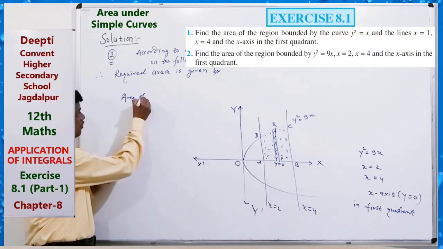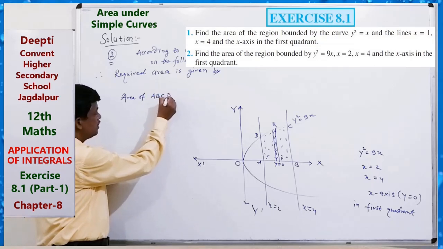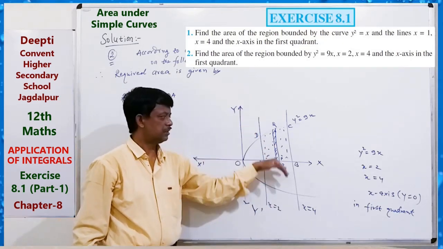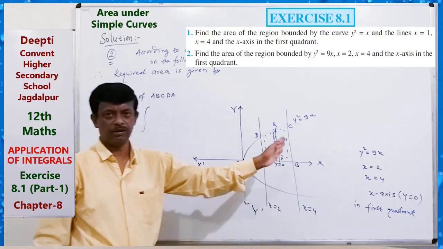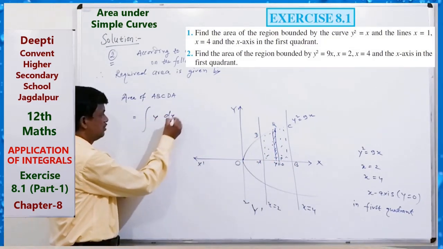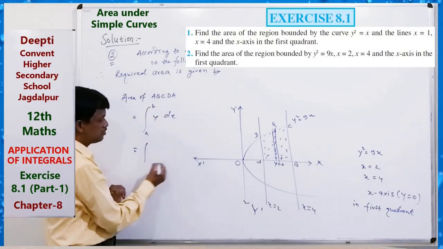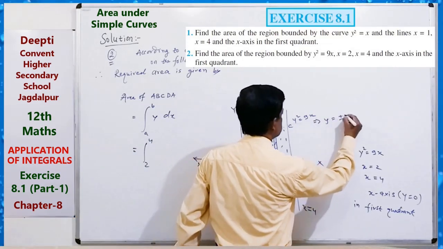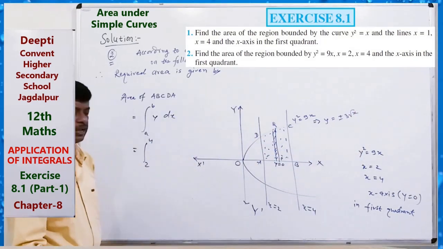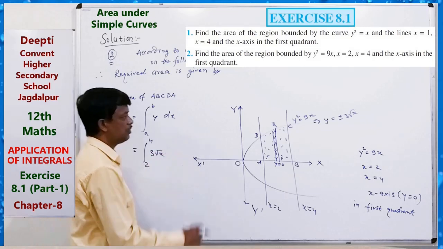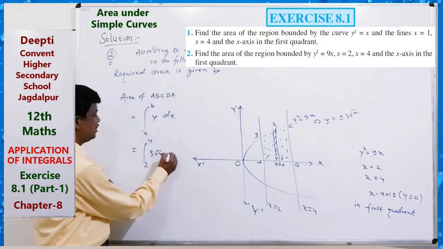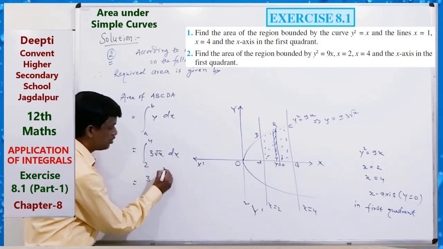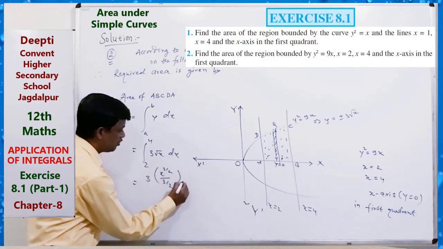So the area of A, B, C, D is equal to the vertical area under the curve between the x-axis, the curve and two ordinates. So integral of y dx from A to B, that means 2 to 4. Y comes from here. This implies y equals plus minus 3 root x. So 3 root x, upper part, plus sign. So this dx, just solve it. Here 3 x to the power 1 by 2. So x to the power 3 by 2 upon 3 by 2, limit from 2 to 4.